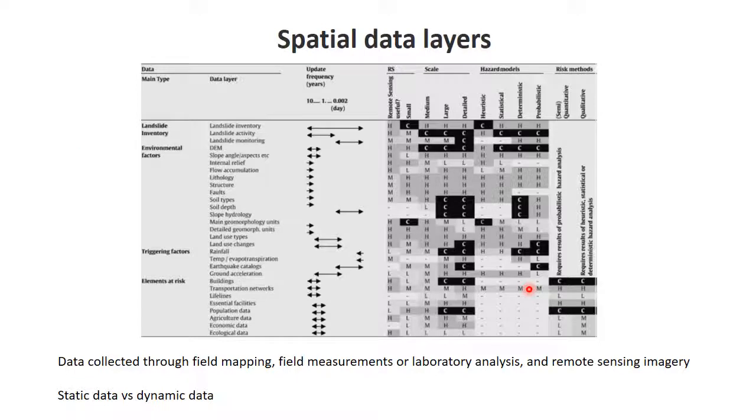So in order to do all that, we'll have several data layers related to these various factors that I showed you before. When we talk about landslide susceptibility, we'll only be looking at environmental factors and the landslide inventory. Some of these data come from different sources. Some have different scales. Some are updated frequently or not frequently. These are not things we're going to discuss in this course. But typically, for most of this information, there is some field mapping, some field measurements, some laboratory measurements, and some remote sensing imagery.